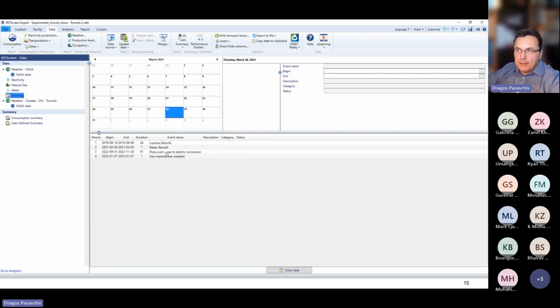But then we also have some other operational changes that have an impact on energy consumption. As an example here, we look at the conversion of cooking equipment from natural gas to electricity. Some additional lighting was required for operational purposes: different stands, different merchandise, different organization of the store. So all these events will have an impact on energy consumption. And what we want now is to identify that impact and quantify it so that we can have an input into the decision-making process. For that, we use analytics.